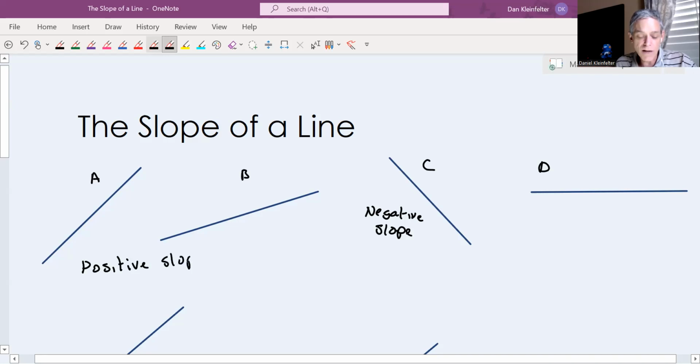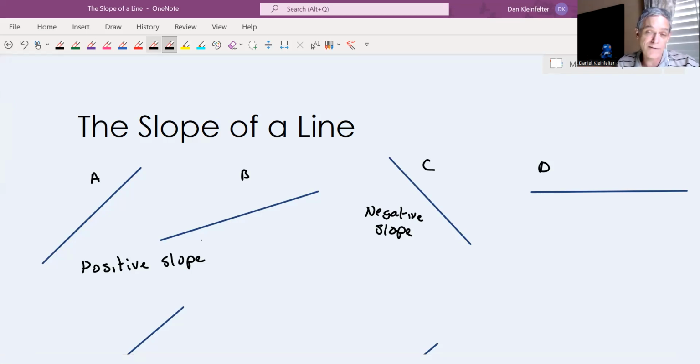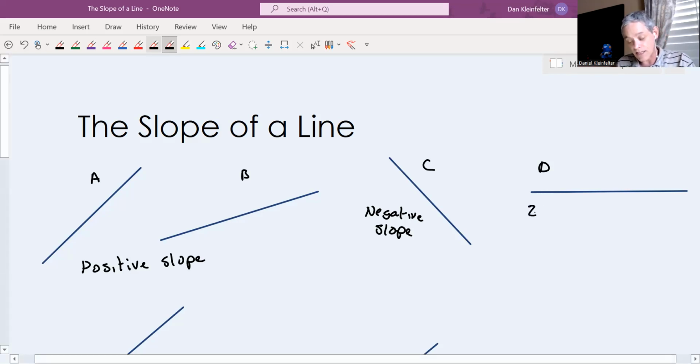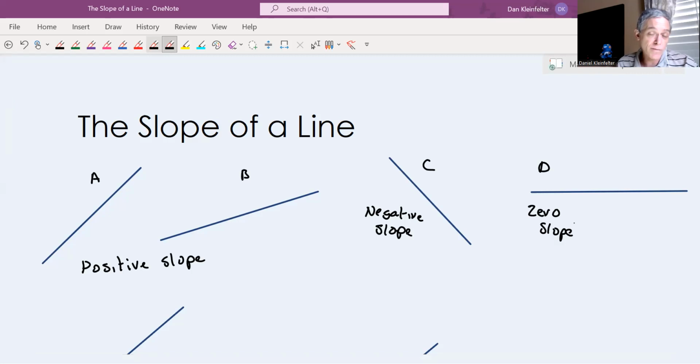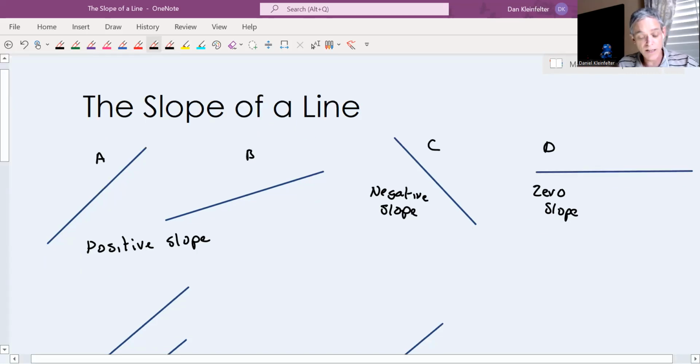As you look left to right, is it going up or is it going down? That's the slope. And that's convenient because a lot of languages are read left to right. So if you read left to right and it's going up, you'll get a positive number for slope. If it's going down, you'll get a negative number for slope. D has a zero slope. Here it's a horizontal line and it has a zero slope. It's not going up or down. So the number that we'll come up with for slope will match our expectations in this way.